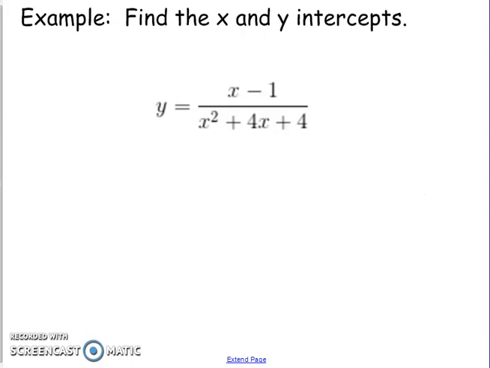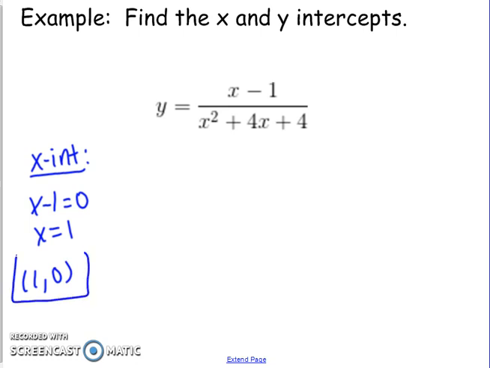Okay, so let's look at this example. Here, we want to find the x and the y-intercepts. To find the x-intercepts, we're just going to set the numerator equal to 0. So we take the numerator, which is x minus 1, and set it equal to 0. So we get 1. And we want to write it as a point. So my x-intercept is 1, 0.